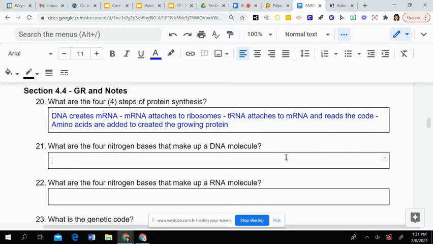What are the 4 nitrogen bases that make up DNA? Ansley?